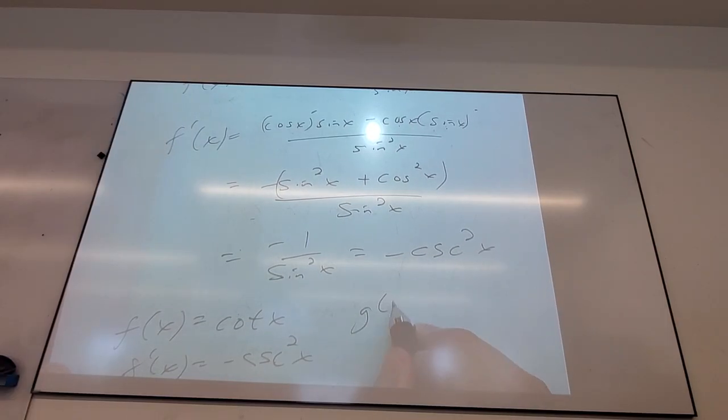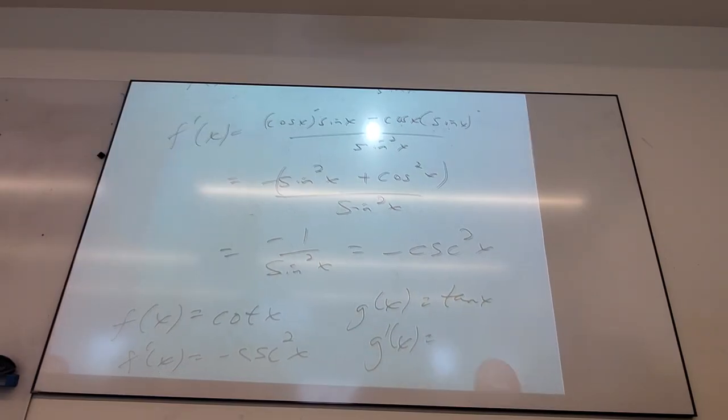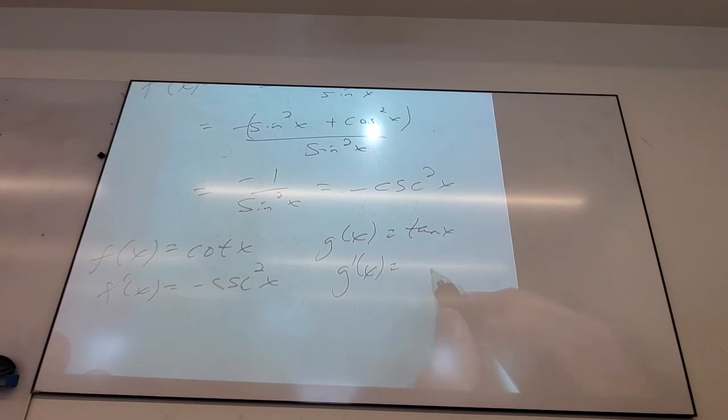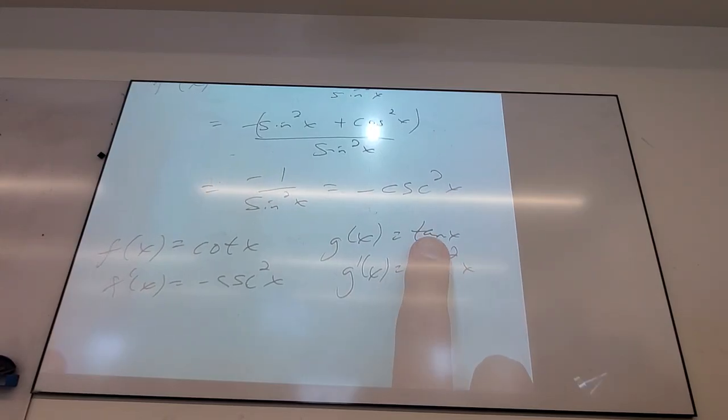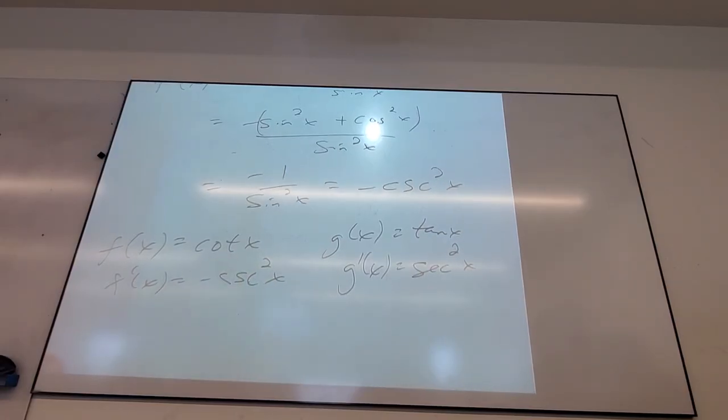If I start with tangent, what's its derivative? We just did it earlier. What's the derivative of tangent? Positive secant squared. Okay, good. Tangent is positive secant squared. Derivative of cotangent is negative cosecant squared.